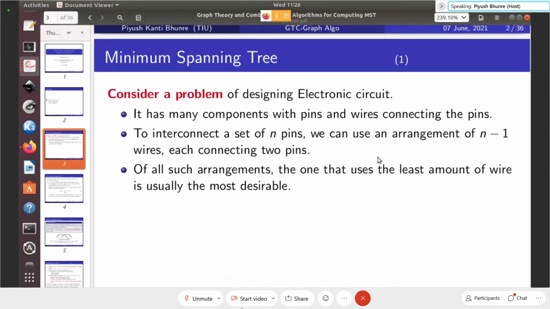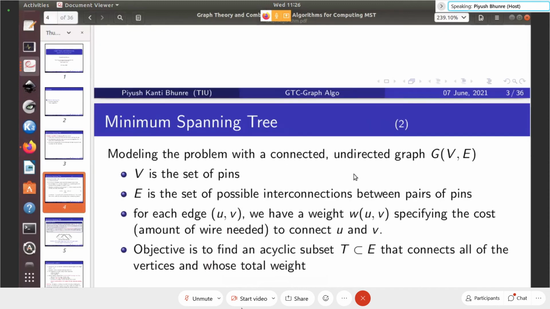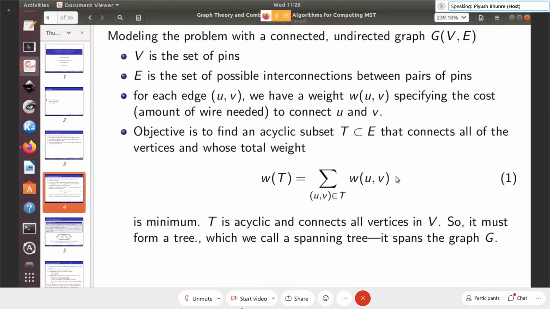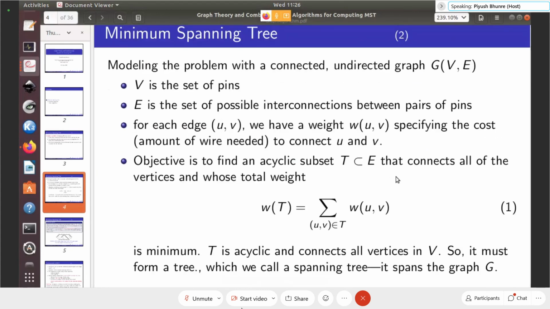So let us give some idea about spanning trees, some motivations. Consider the design of an electric circuit. There are many components, so there are many pins maybe that have to be connected by wires. Suppose there are n pins, and you want to connect them by wires, so you want to minimize basically the cost of connecting them. You can formulate this as a graph theoretic problem of finding a minimum spanning tree.